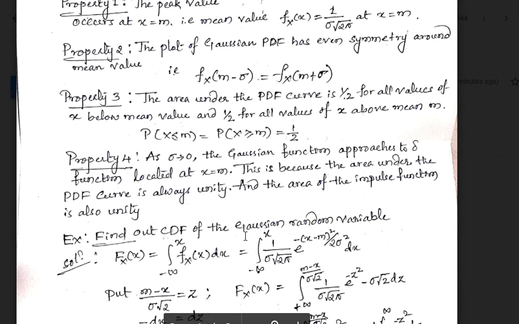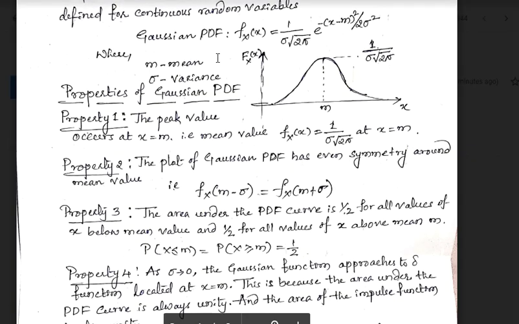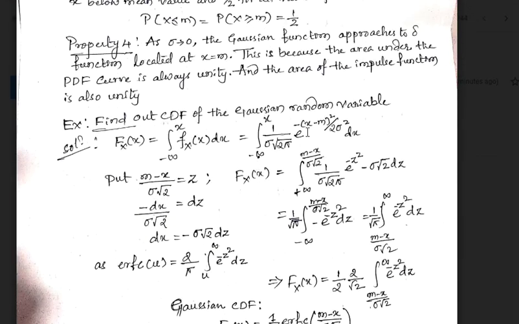So let's solve a problem related to this Gaussian function. Find the CDF, the cumulative distribution function, of a Gaussian random variable. So f_X(x), the PDF, is given, and the CDF is equal to the integration from minus infinity to x of f_X(x), the PDF. So the PDF is given by 1 by sigma, the same equation, e raised to minus x. So let's substitute that in and do the integration.